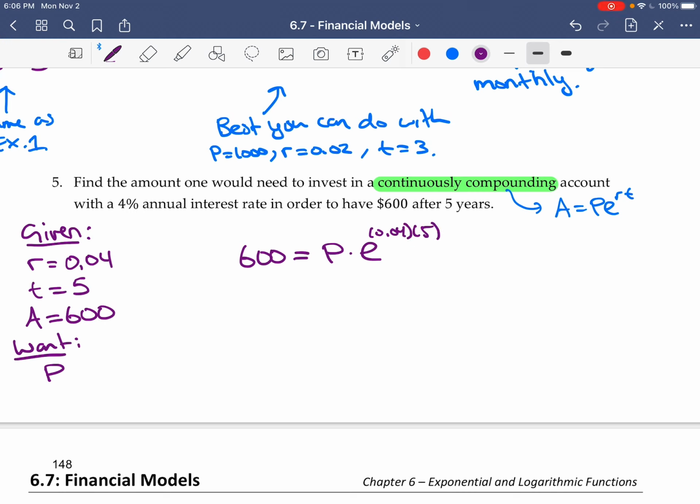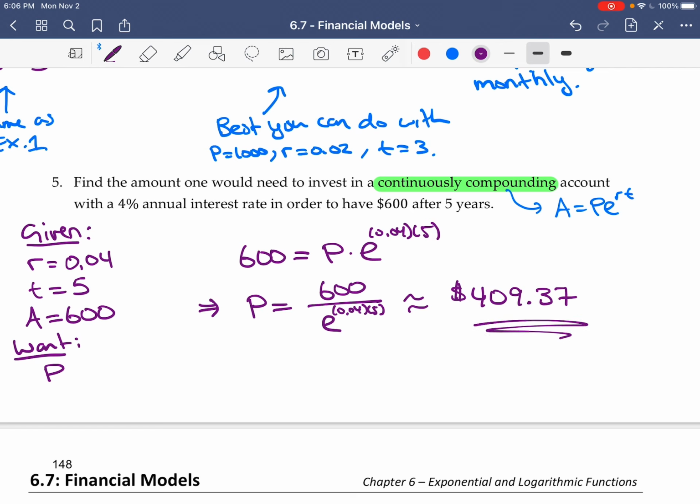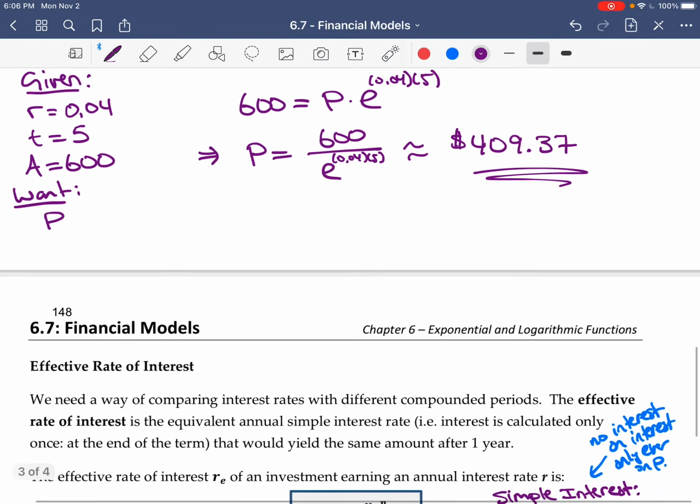Okay, so we know that 600 is equal to P times e to the 0.04 times 5. And we just want to solve for P. So P is going to be 600 divided by e to the 0.04 times 5, which is approximately $409.37. Okay, so that's how much we would have to have now in order to have $600 5 years from now.